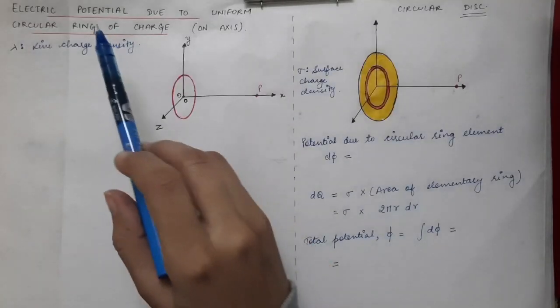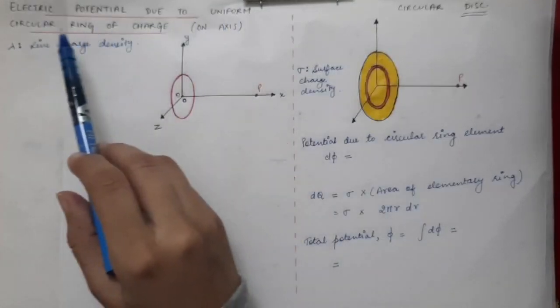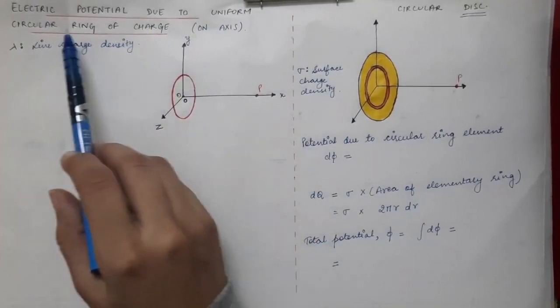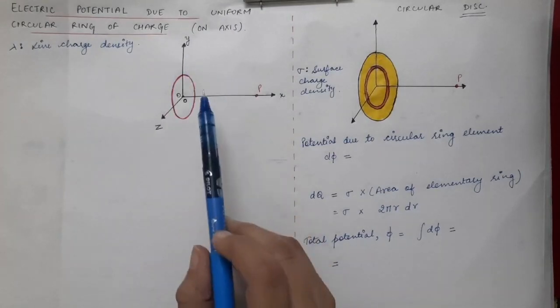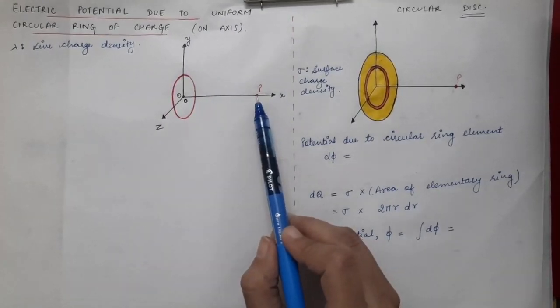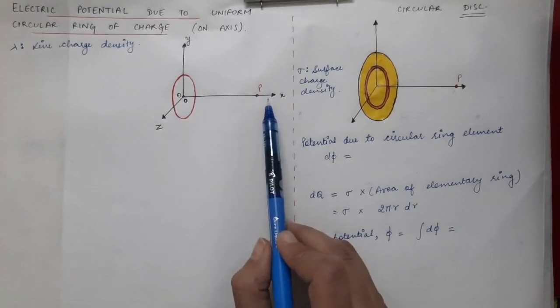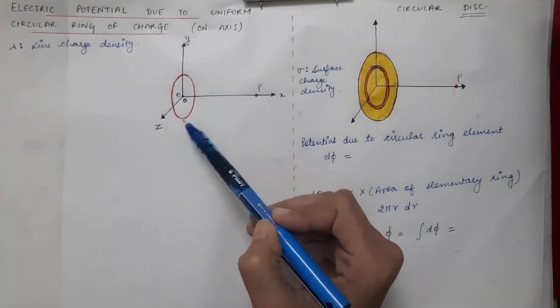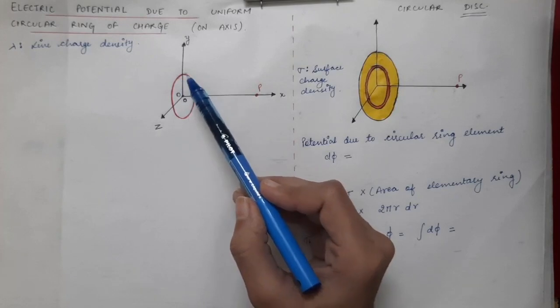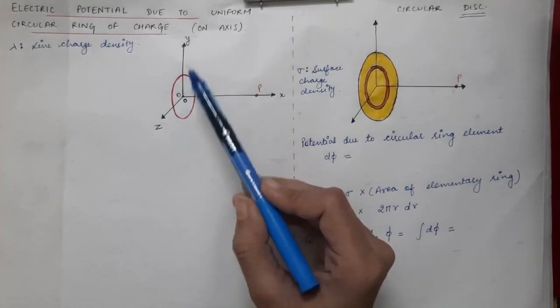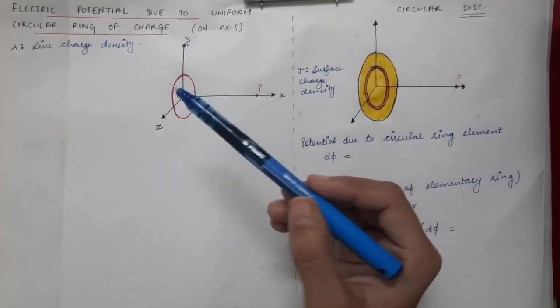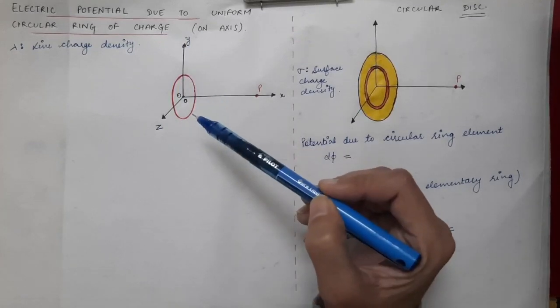Similarly, we are going to find out the electric potential due to a uniformly charged circular ring. And we are going to find out the potential at an observation point which is present on the axis of this circular ring. So we will have a circular ring which is shown over here. So this ring is placed in the YZ plane. So you have to imagine this diagram. So this is a three-dimensional diagram.